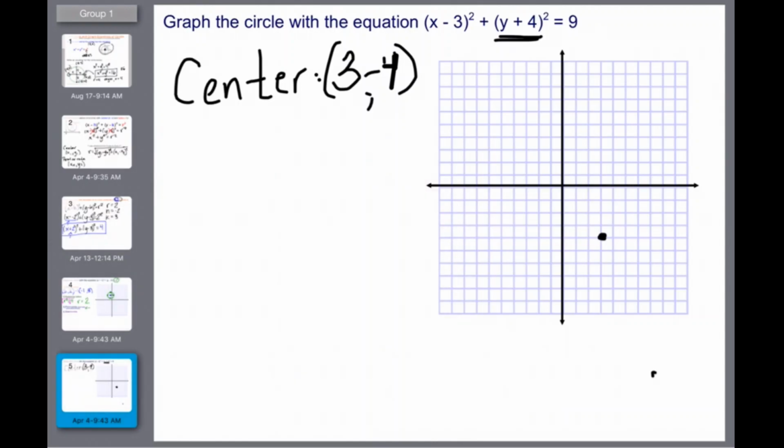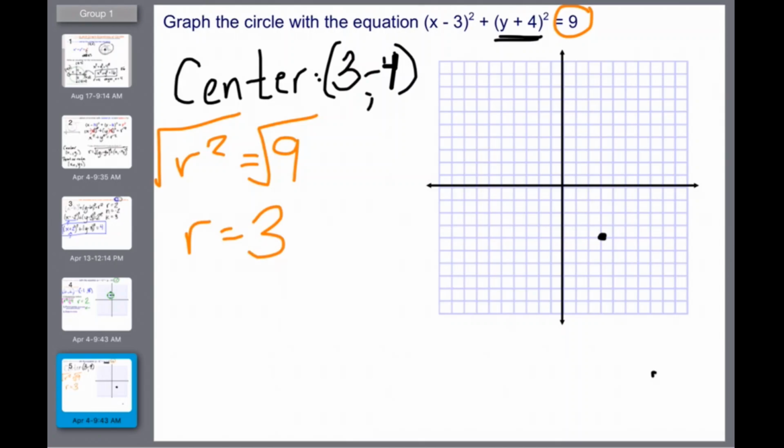All right, so let's take a look at our radius next. We have r squared is equal to 9. If we square root both sides, that means our r value, or our radius, is going to be 3. When we are plotting in our 4 directions, we're going to go up, down, left, and right 3. So we're going to go up 3, down 3, left 3, and right 3 for our different points.